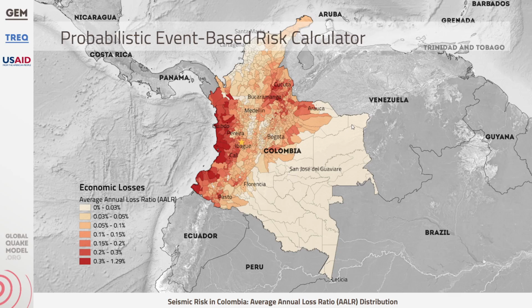And hence, in this type of maths, where we're actually representing average annual loss ratios, because remember, we're taking the losses and dividing them by what's exposed per region, we see a slightly different map, because now we're not seeing highlighted where most people live or where most productive assets are. We see highlighted the regions that lose more of their economic value, of their inhabitants, through the simulated seismicity, because they have certain inherent conditions that make them lose more.